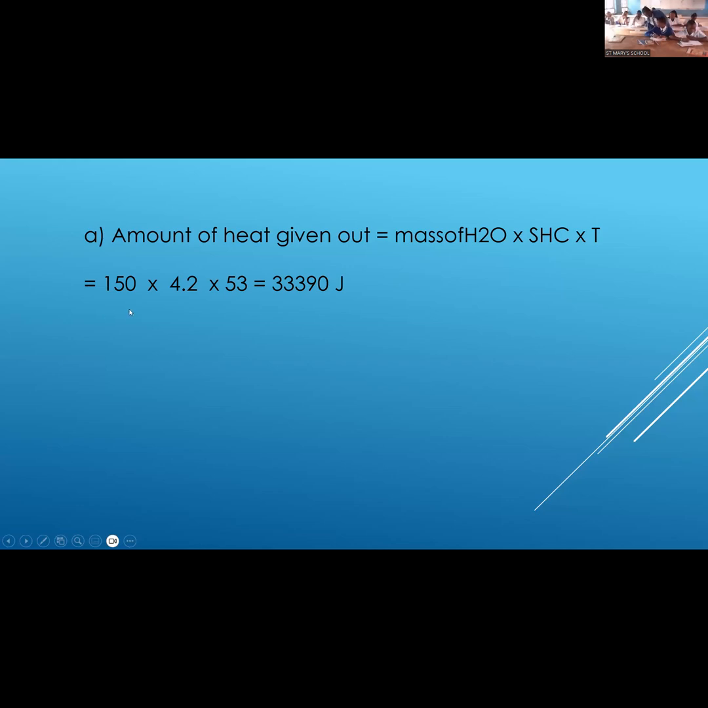That's 150 times 4.2 times 77 minus the start temperature. And that gives me 33390 joules. 33390 joules. Or 33 kilojoules. The moles of ethanol is grams over RMM. If you're not very good at moles yet, do not worry. I will help you with moles. So it's grams over RMM or MR, whatever you want to call it.